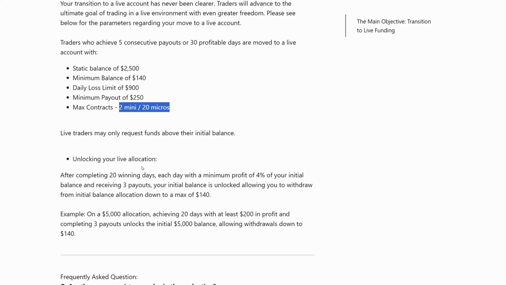Now, unlocking your live account after completing 20 winning days, each day with a minimum profit of 4% of your initial balance and receiving 3 payouts, your initial balance is unlocked, allowing you to withdraw the money that they basically put in that account for you. So when they open this account, they gave you a $2,500 real account. All right, you have $2,500 that they put into a live brokerage account. So if you can meet all these requirements, you will then be able to unlock that.